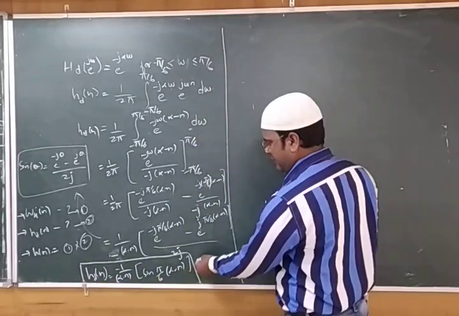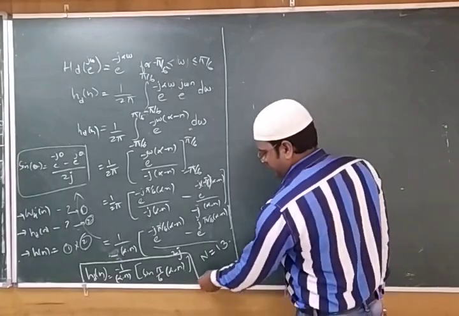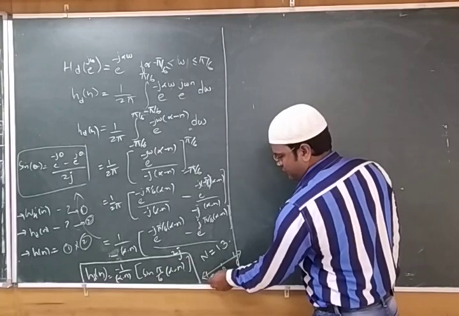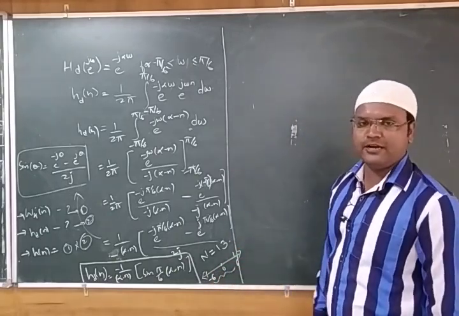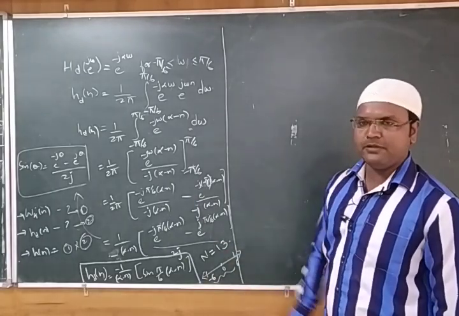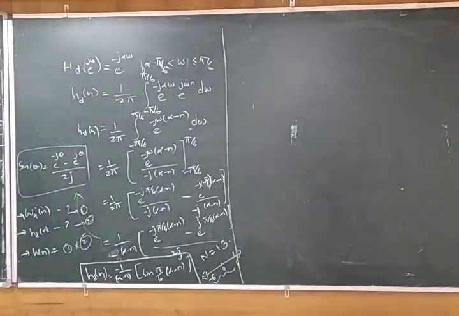How many samples were given in the question? N is equal to 13 samples. 13 in the sense positive side 6, negative side minus 6, and in the middle 0. So total how many samples do we have? From minus 6 to plus 6 is 12, and 0 is included in that, making it 13. So we got a total of 13 samples. By taking the total 13 samples and substituting all the sample values, we are able to find the coefficient value. So we will substitute the coefficient value and try to find out the function.